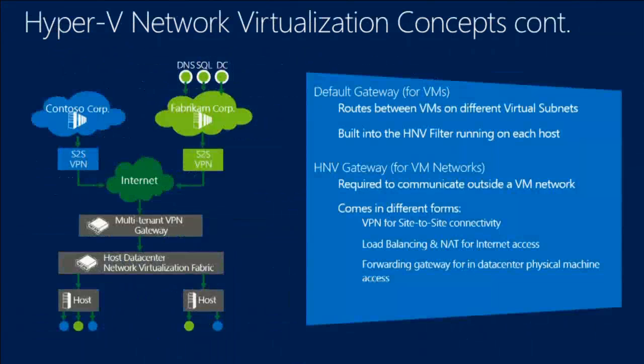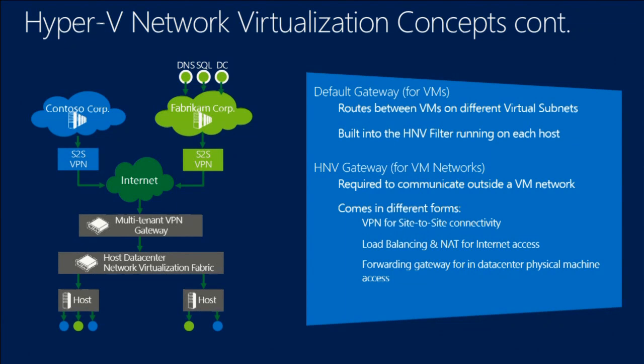So that's VM network and VSID. The next concept I want to talk about is gateway, because you probably hear us talk about gateway a lot. And there are really 2 gateways we are talking about that we need to differentiate. The first one is a default gateway. Essentially, a default gateway is basically just an HNV filter in the Hyper-V switch.